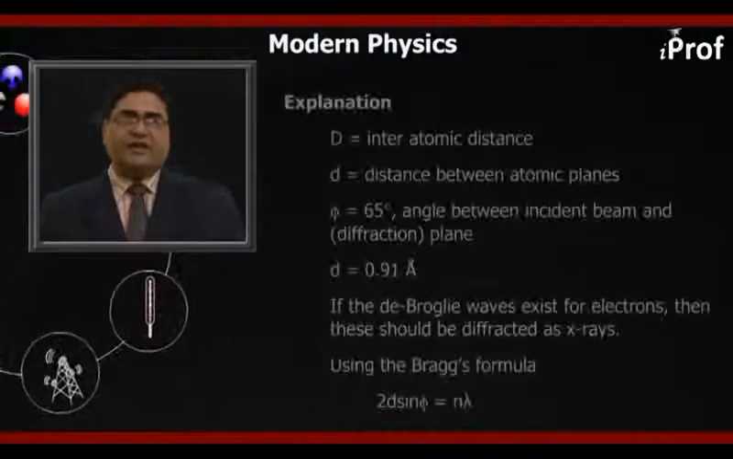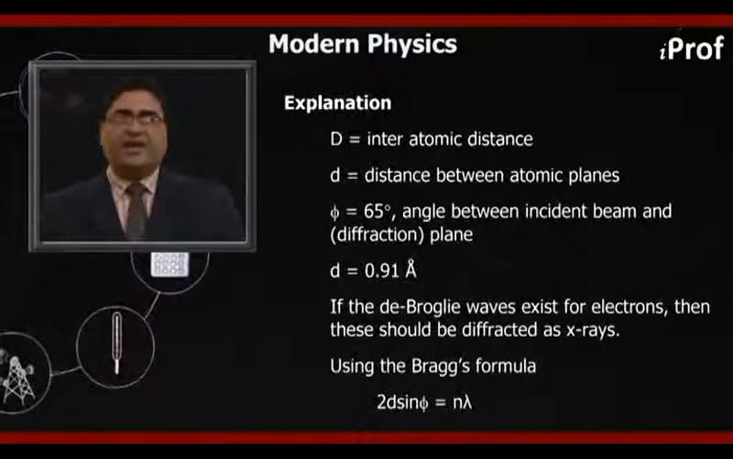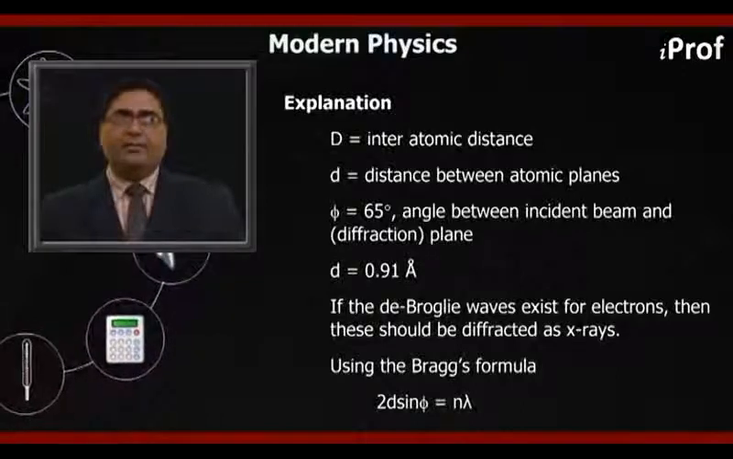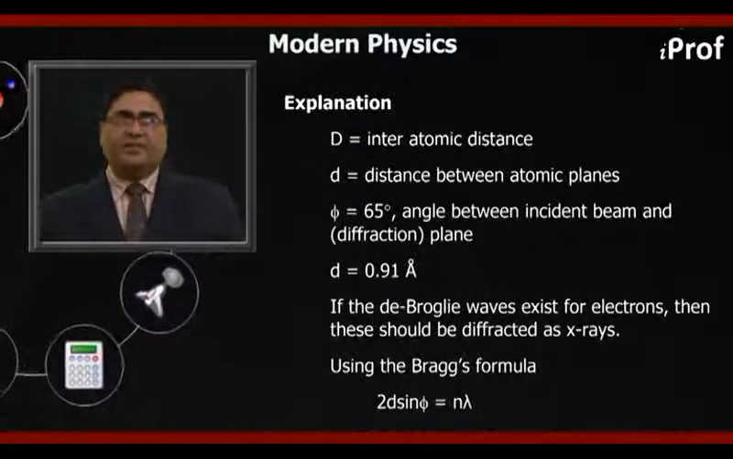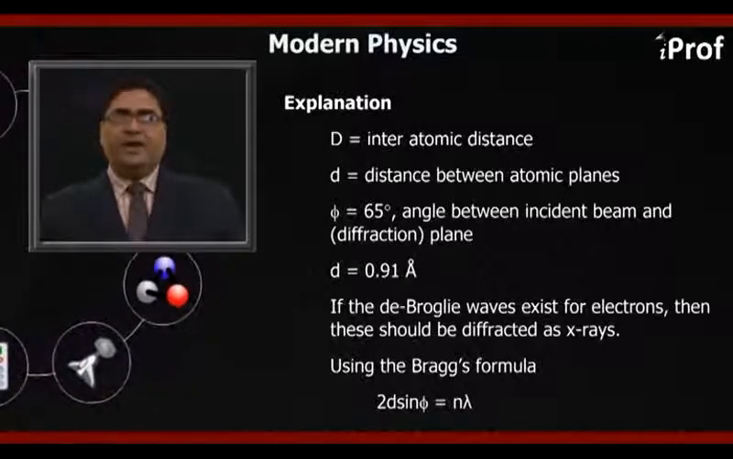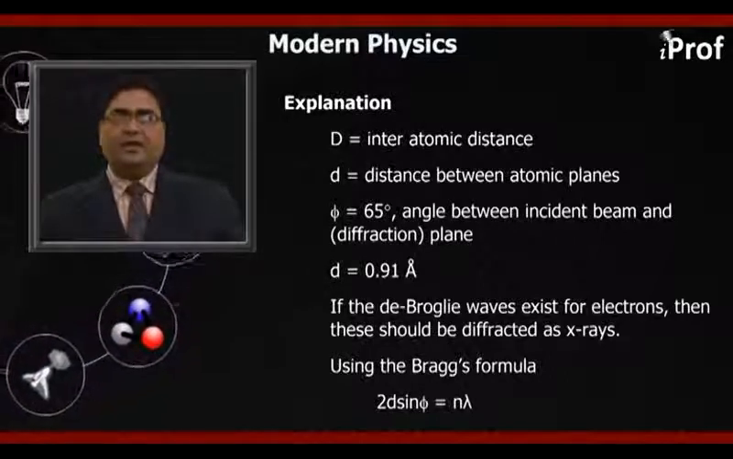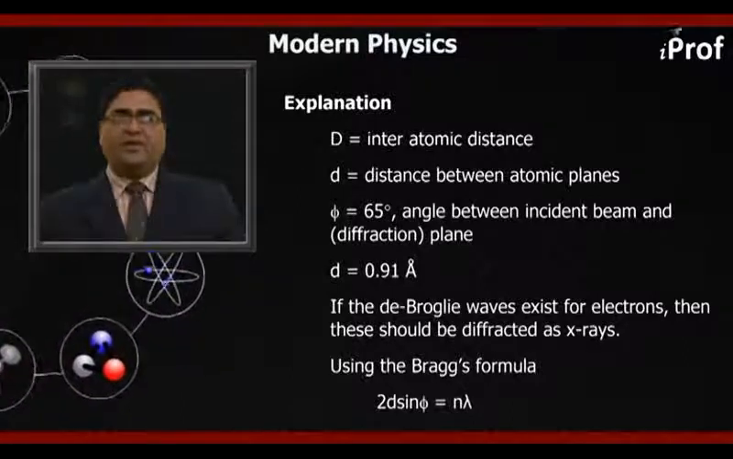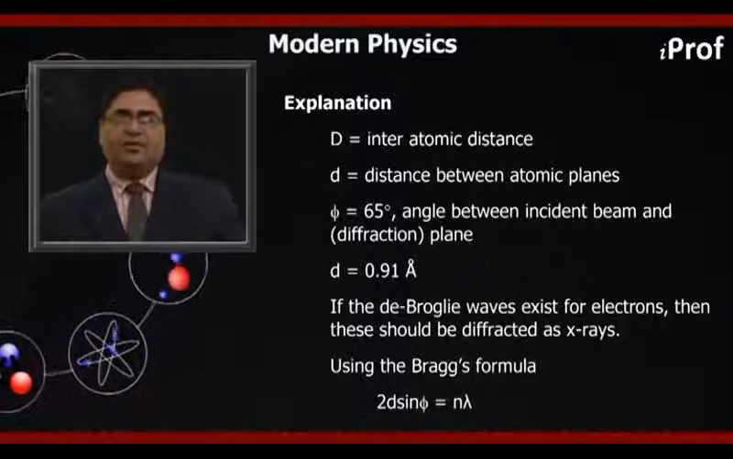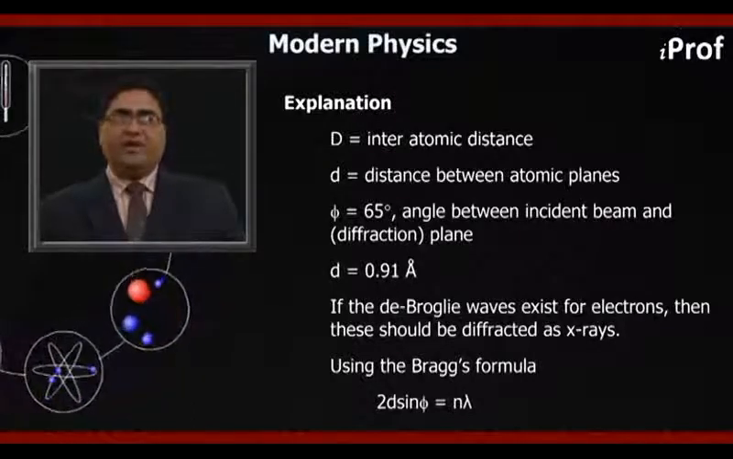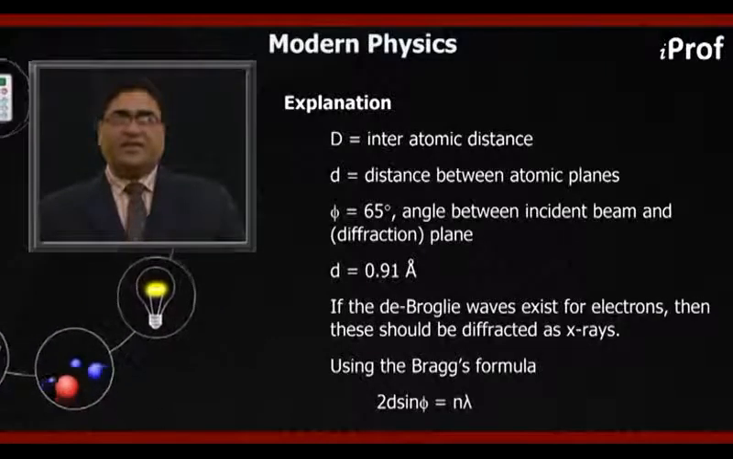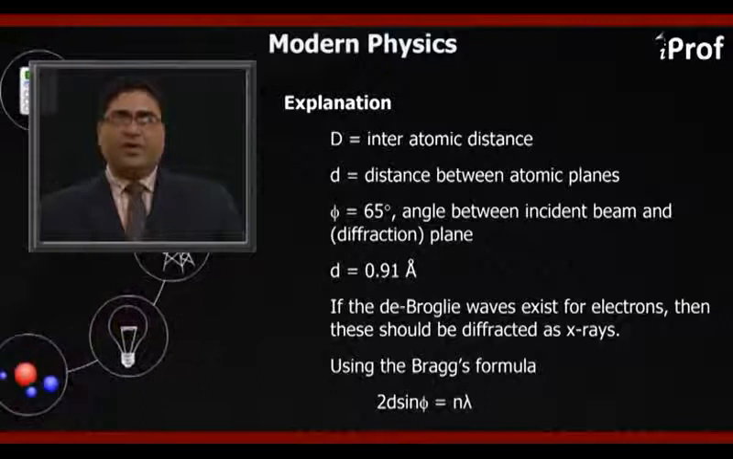In the given figure, capital D is the interatomic distance. Small d is the distance between consecutive atomic planes. Phi equal to 65 degree is the angle between the incident beam and the diffraction atomic plane. Small d equal to 0.91 angstrom. Since phi equal to 90 minus theta by 2, if the de Broglie waves exist for electrons, then these should be diffracted like X-rays using Bragg's formula.